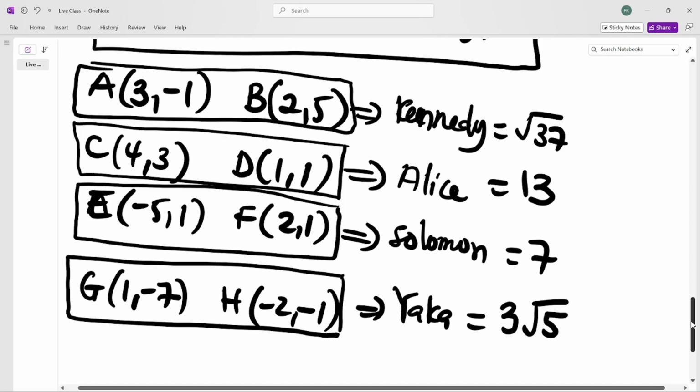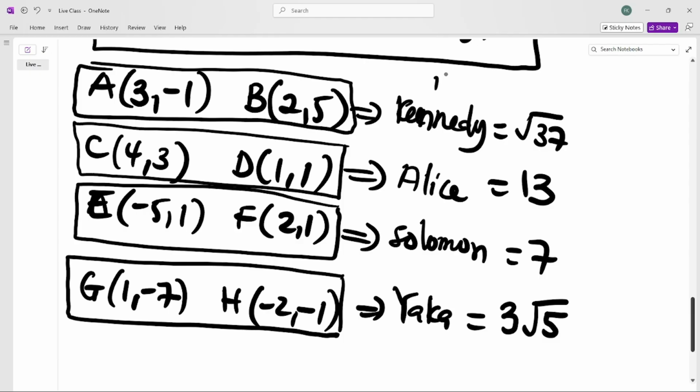So let me start from Kennedy. The difference between 3 and 2 will give you 1. 1 squared is 1, plus 5 minus 1, that will be 6. 6 squared is 36. So 1 plus 36 will give you 37. So square root of 37. Kennedy, you are correct.